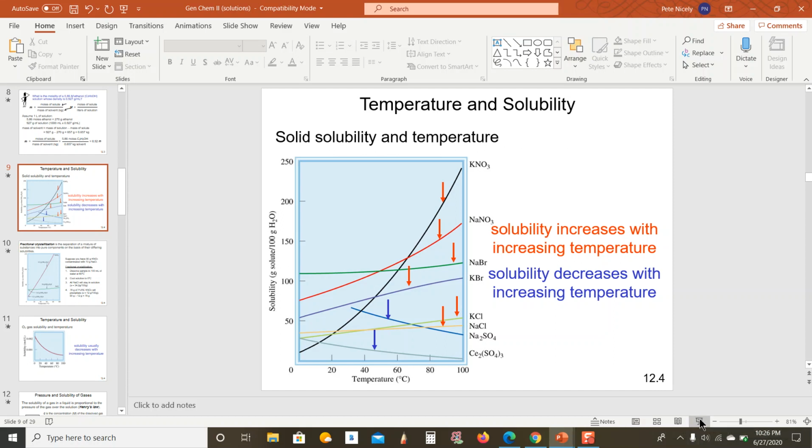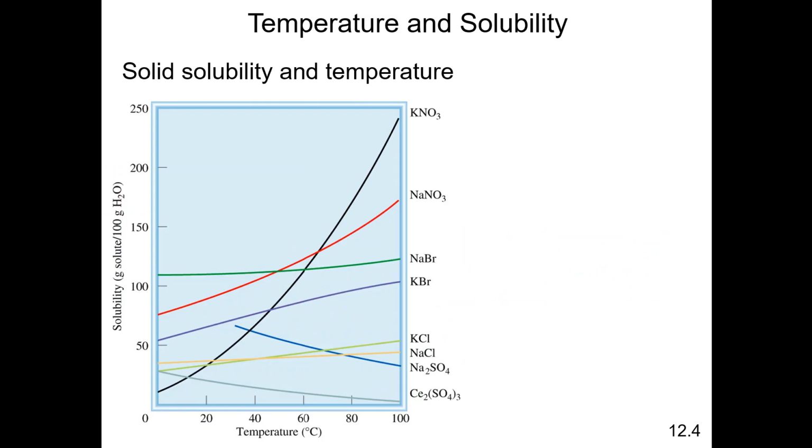Okay, so now we're going to look at the relationship between the solubility of a solute in a solvent and the temperature of the solution. Here we have a graph which shows the relationship between those two. On the y-axis, we have the solubility, and on the x-axis, we have the temperature.